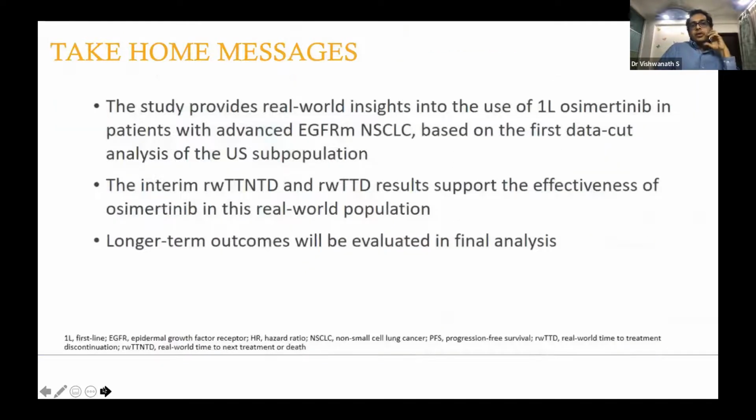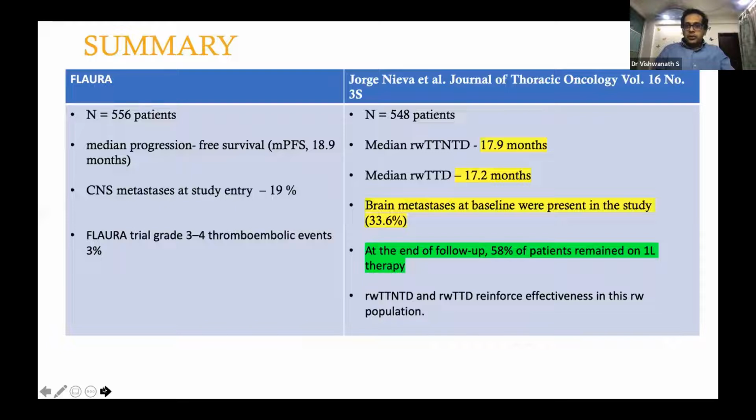So take-home messages: this study provides real-world insights into first-line osimertinib in patients with advanced EGFR-mutated non-small cell lung cancer, based on the first data cut analysis of the US subpopulation. This interim analysis with interesting endpoints supports the effectiveness of osimertinib in this real-world population, and long-term outcomes will be evaluated in the final analysis, as this is the interim analysis. And this is the summary which we spoke about.